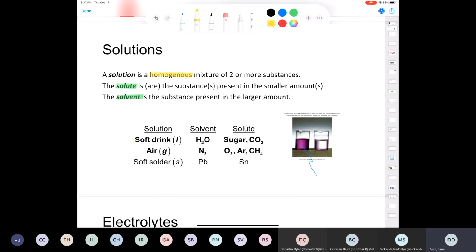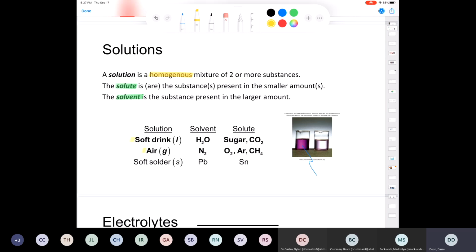Now here it says some examples. If you were to have a soft drink like Coke or Pepsi or Mountain Dew or whatever you like, the solvent in a soft drink is actually water, right? A soft drink's a liquid, and most of what a soft drink is is water, but there's something else dissolved in there. Not only does it have sugar, right? It's got sucrose, which is a sweet sugar. It's also got carbon dioxide dissolved in there as well, right? In a carbonated beverage.